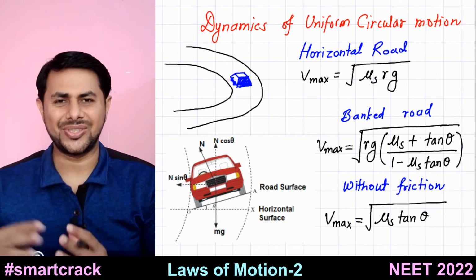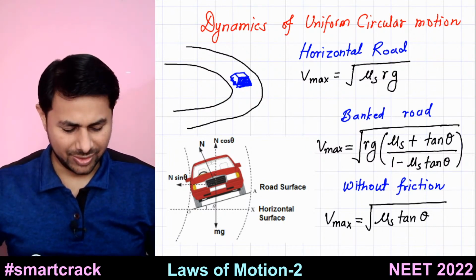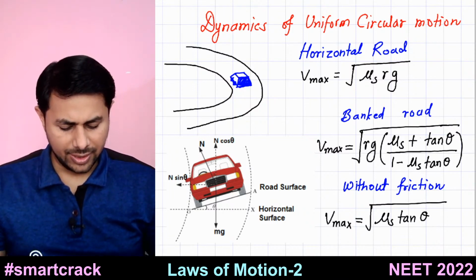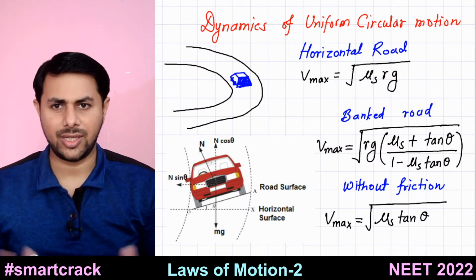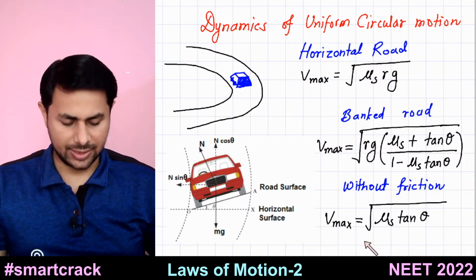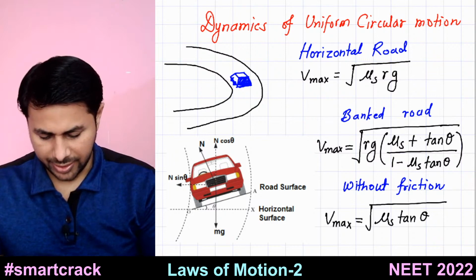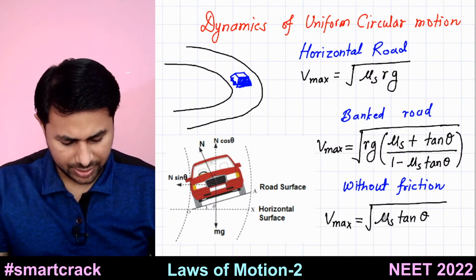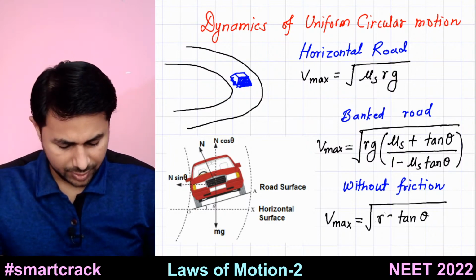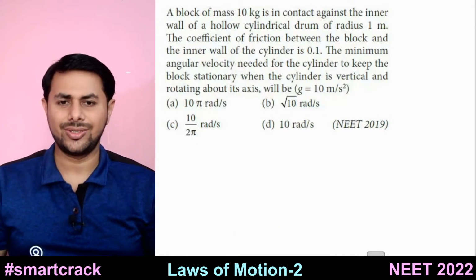We are not going to see the derivation. Okay, we have seen this in 11th standard. This is the formula that comes out after a lengthy derivation. Then if there is no friction at all, what will happen? If there is no friction, then the maximum velocity is given by this formula. It is square root of, okay, there is one mistake in this formula. It is square root of Rg tan theta, not mu s tan theta. All right.